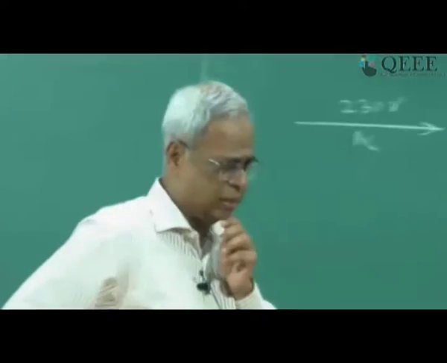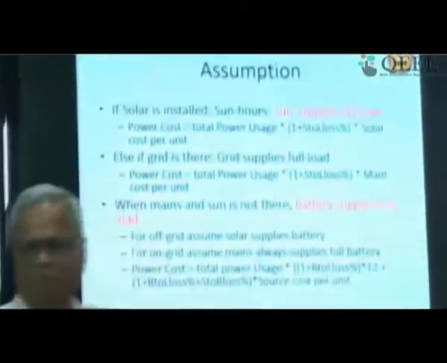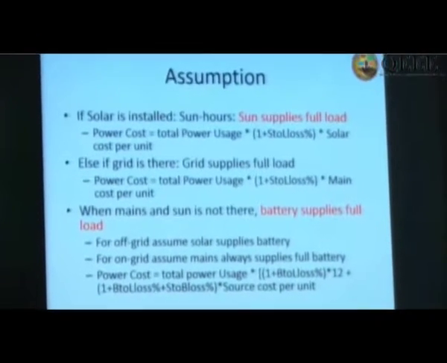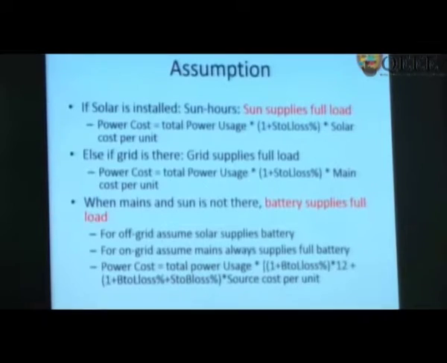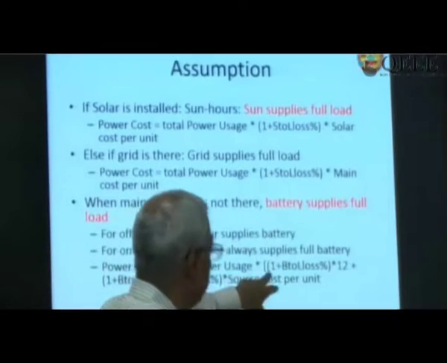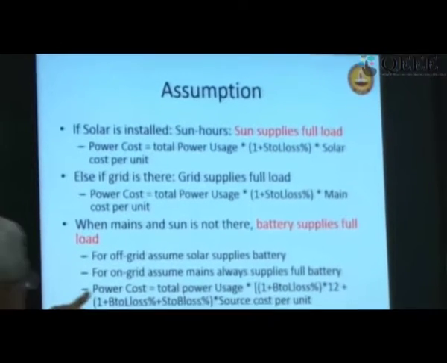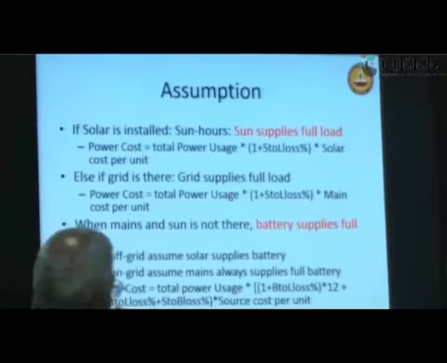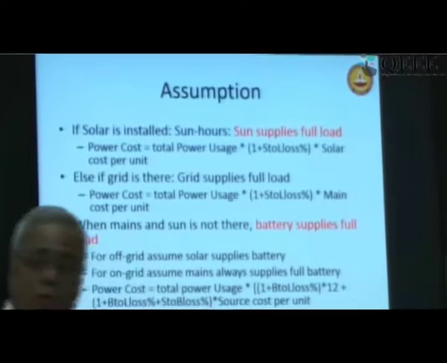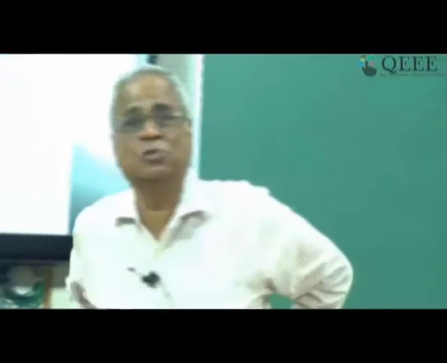If sun and mains both are not there, then the battery supplies. For off-grid operations, solar supplies. For on-grid, grid supplies. And I have actually calculated what the power cost will be. Power cost is the total power usage from the battery, total power on the load, 1 plus battery to load loss percentage into around 12 rupees. Remember 12 rupees is what I had taken there. Plus the load from source to battery and battery to load loss, 1 plus this, into source cost per unit. Source can be mains or solar. So this is the kind of expression that I need to use when I do this.